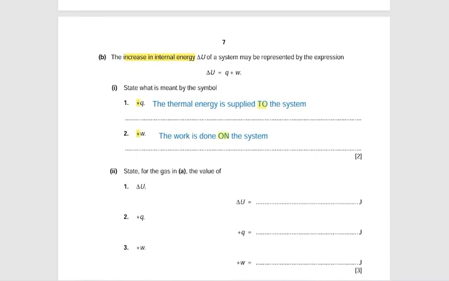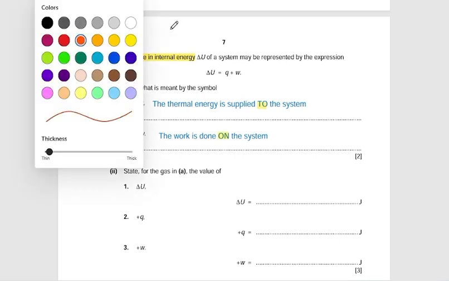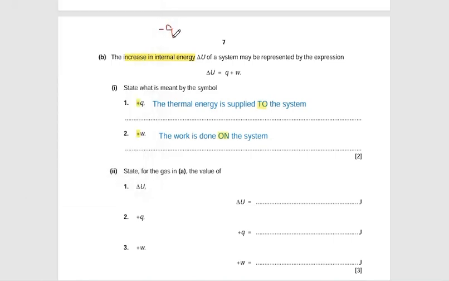However, if they had given us negative Q, this would have meant that the heat energy is released from the system, and if they had given us negative W, this would have meant the work is done by the system. So this is it for our answers as well. If you had written thermal energy and work done, that wouldn't have been as strong as writing thermal energy is supplied to the system, work is done on the system.